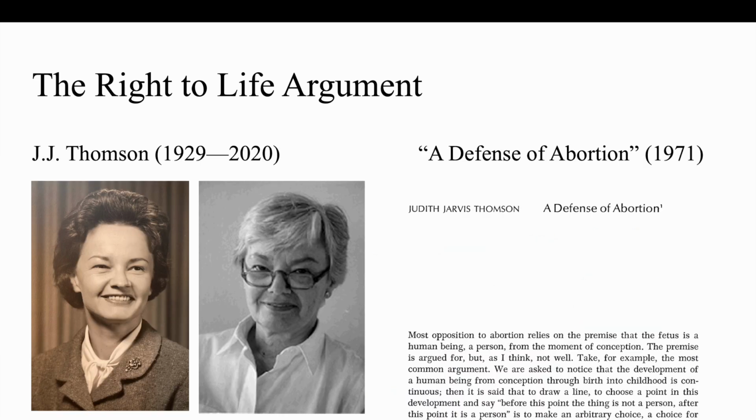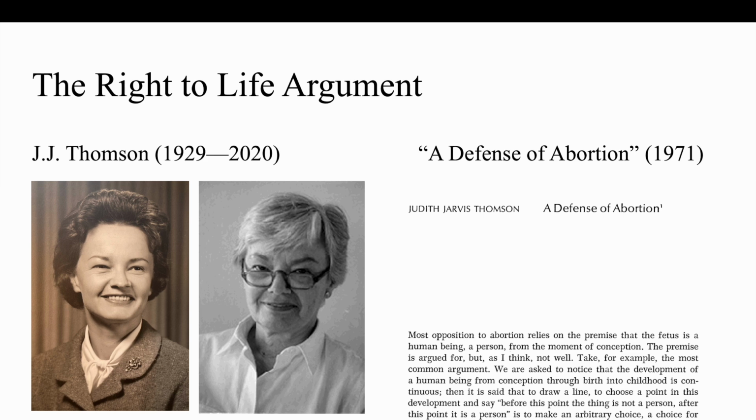The debate for quite a while was, well, if we can establish that the fetus is a person, then that just shows that abortion can never be permissible, because of course it's always wrong to kill a person with the right to life. That much, at least, both sides agreed on. Enter in 1971 Judith Jarvis Thompson's piece, A Defense of Abortion.